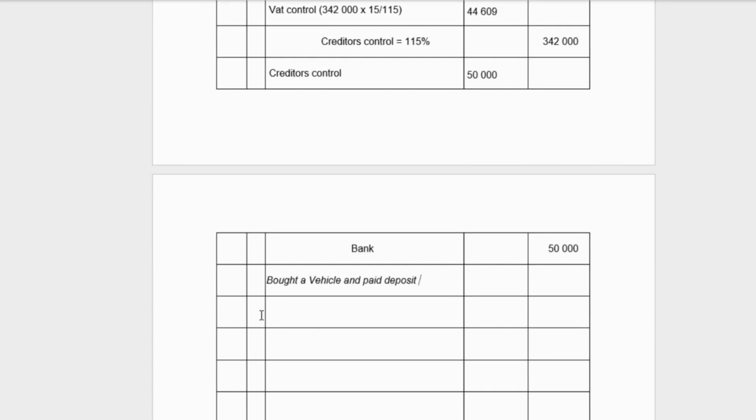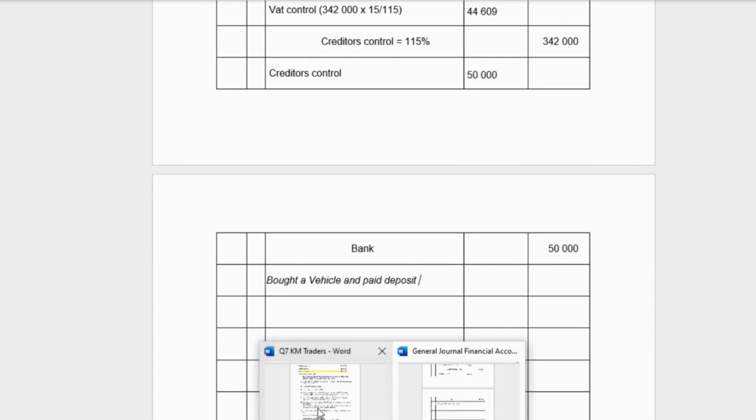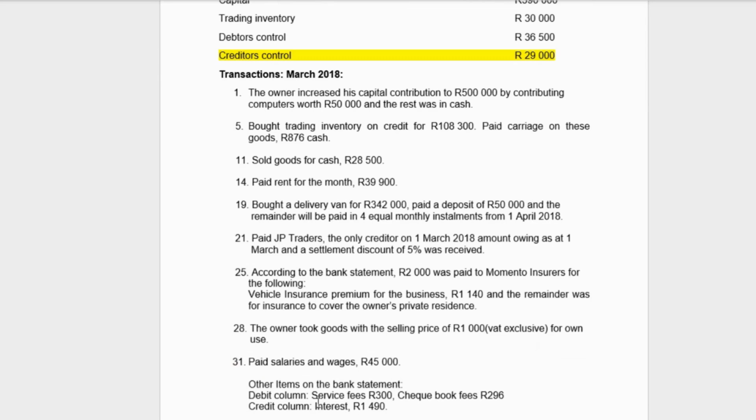So let's go to the next transaction. We proceed to the next transaction. So the next transaction happened on the 21st of March, right? It says paid JP traders, the only creditor on the 1st of March 2018, amount owing as at 1st March, and settlement discount of 5% was received. So here we are going to record the receiving of discount, we are also going to record our payment. So let's start with recording the payment that we've made.